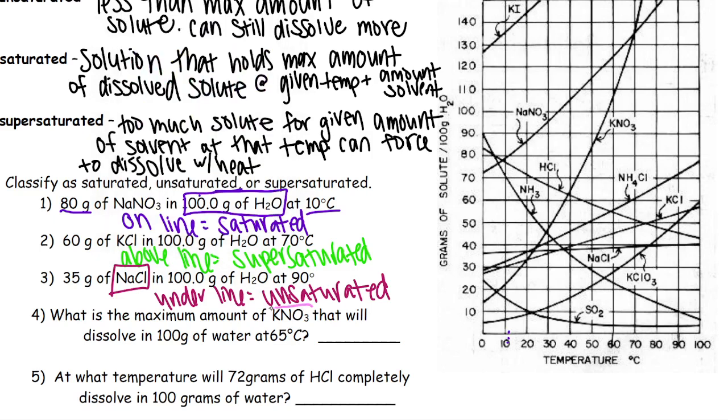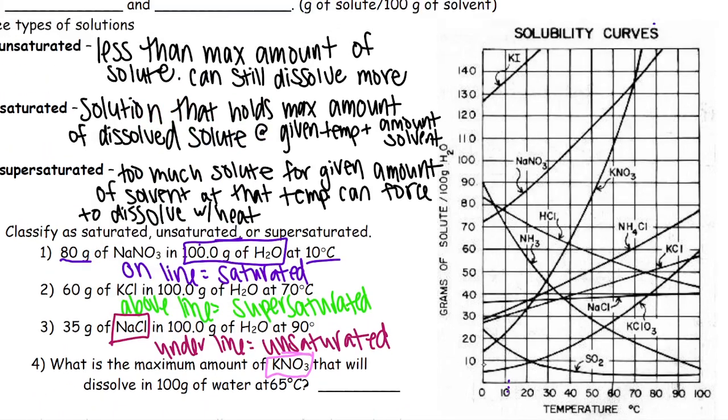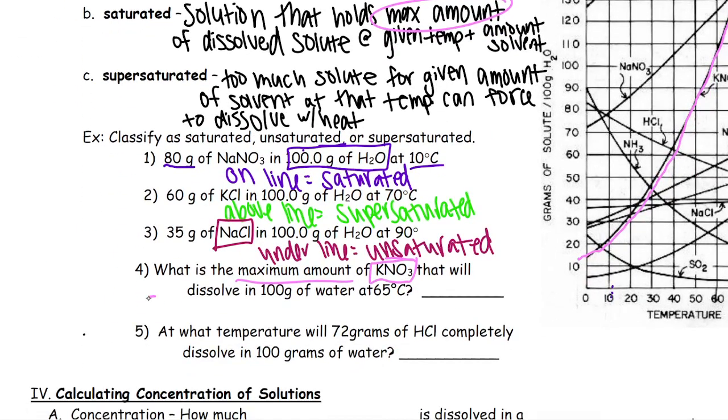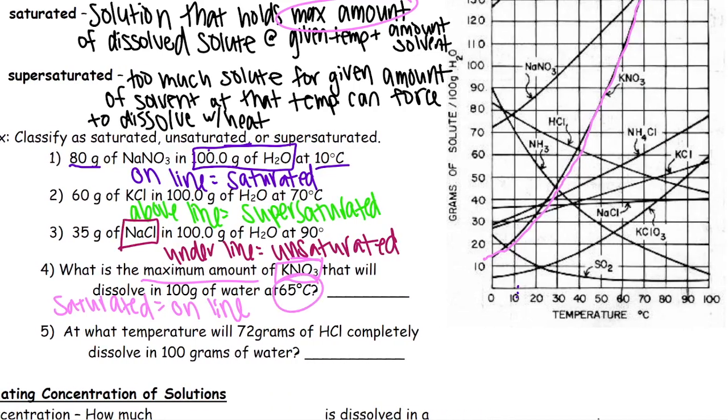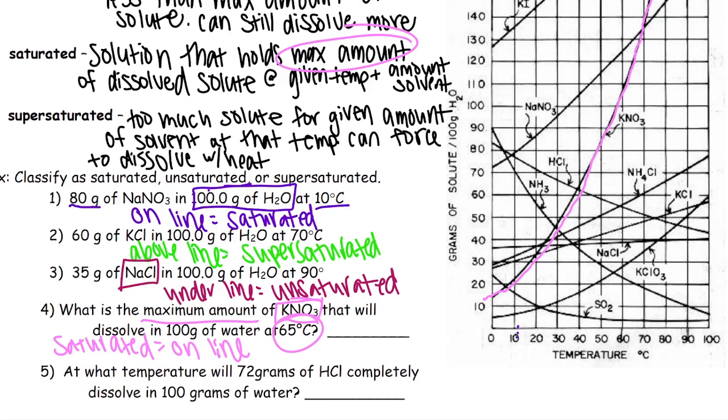So my first step is find the line that is associated with that solute. So for KNO3, that's going to be this. The maximum amount would translate to a saturated solution. So I need to find a saturated solution, which means that I'm going to be on the line. So this question is effectively asking, at what point is 65 degrees Celsius on the line for KNO3, or what amount of solute can dissolve at that temperature?